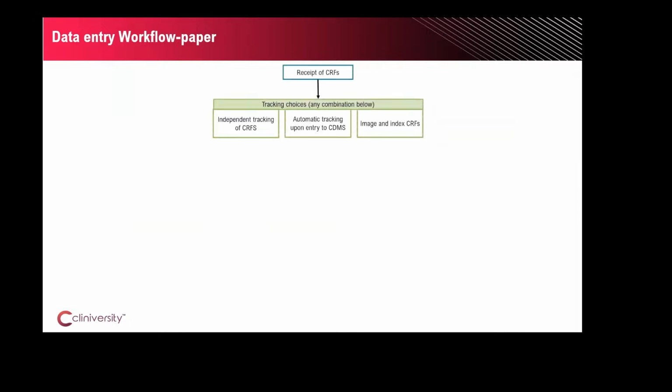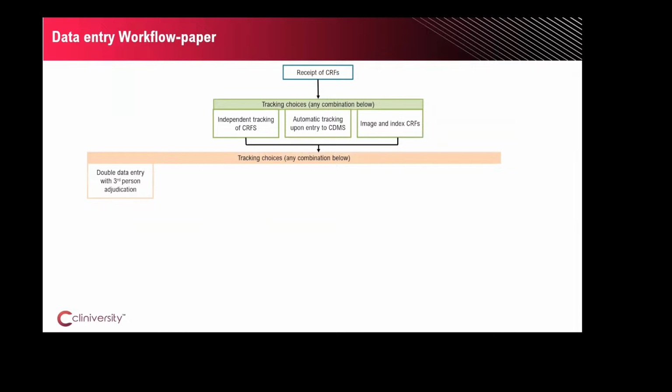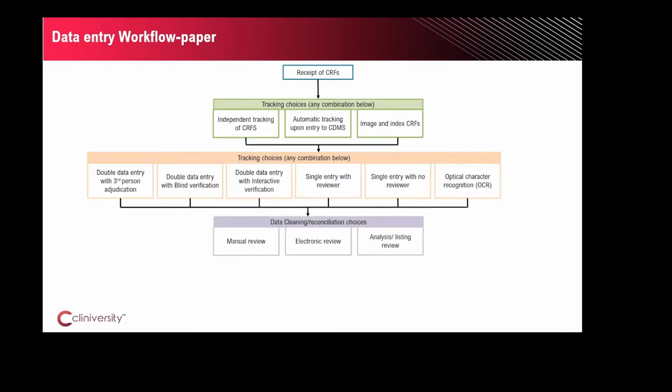Although specific processes and steps may vary between organizations and studies, the flow of data should follow a logical prescribed path. The general workflow of data entry processes for studies using paper CRFs is presented here. At each step, there are various choices available. All of these choices are described in the further slides.